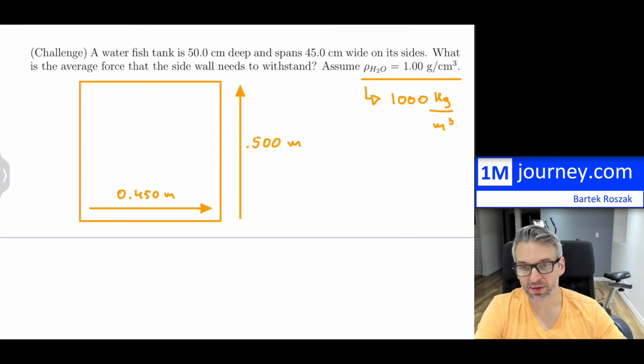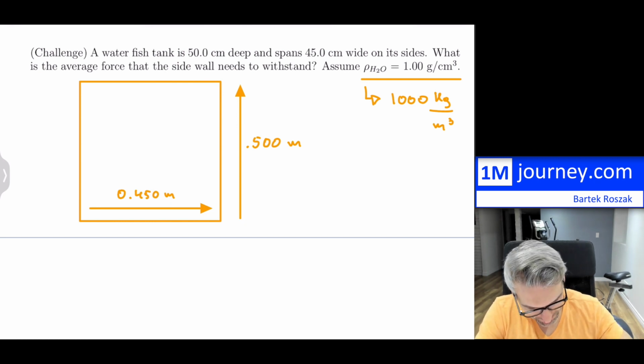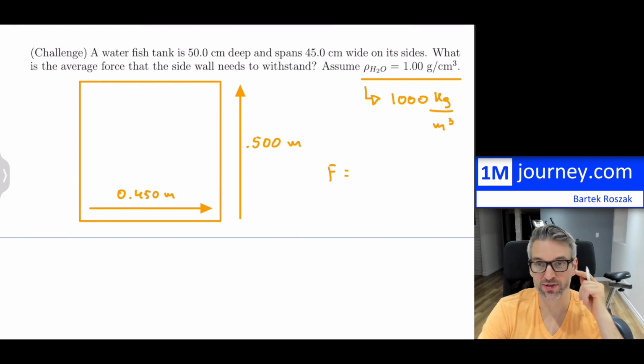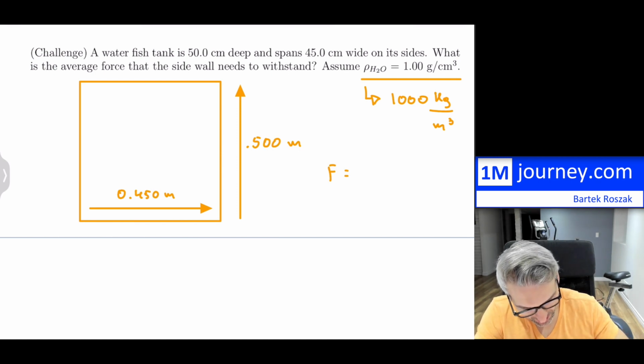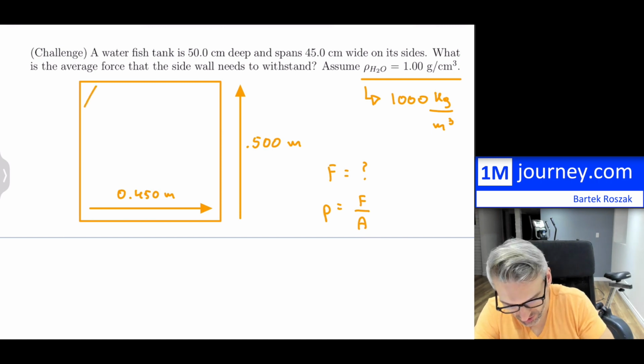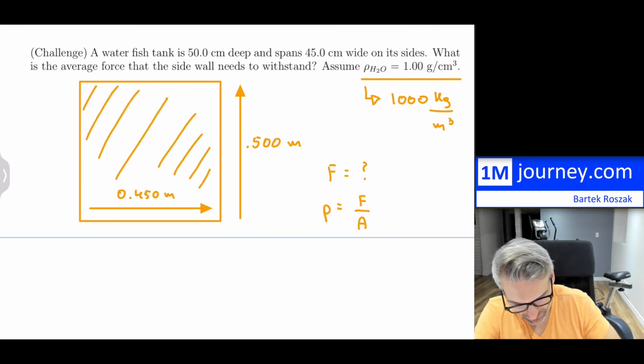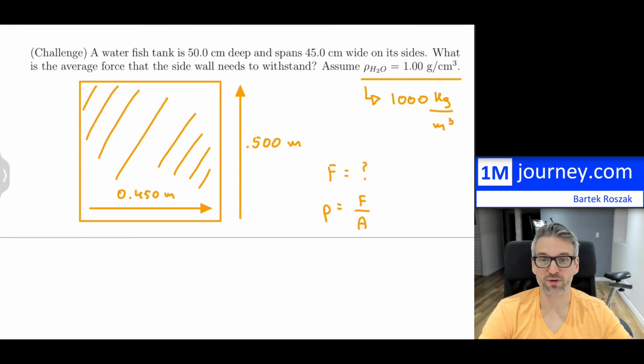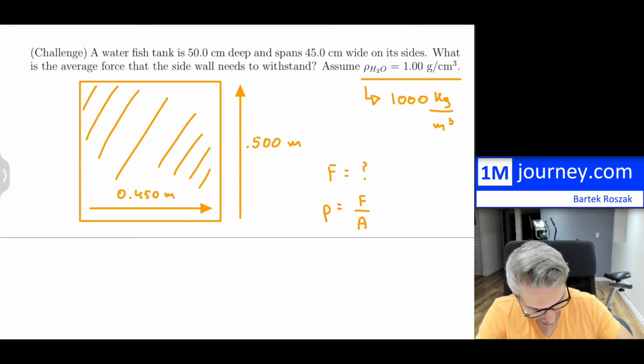What you want to do is find the force. Now, the normal force within fluids is always perpendicular to the surface. What that means is that you can obtain the force from the fact that pressure is equal to force divided by the surface area. The surface area we have: we can just multiply 0.45 times 0.5 and we have the area. So this isn't very difficult for us to do.